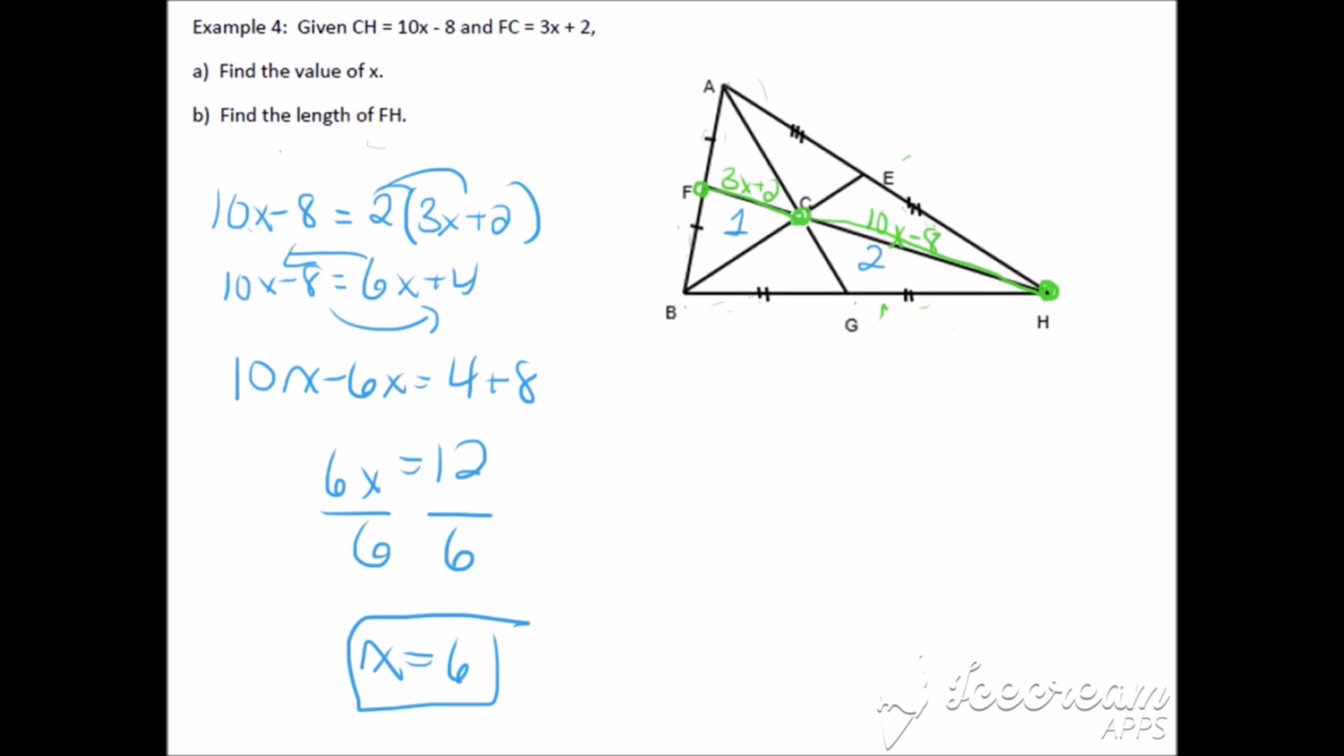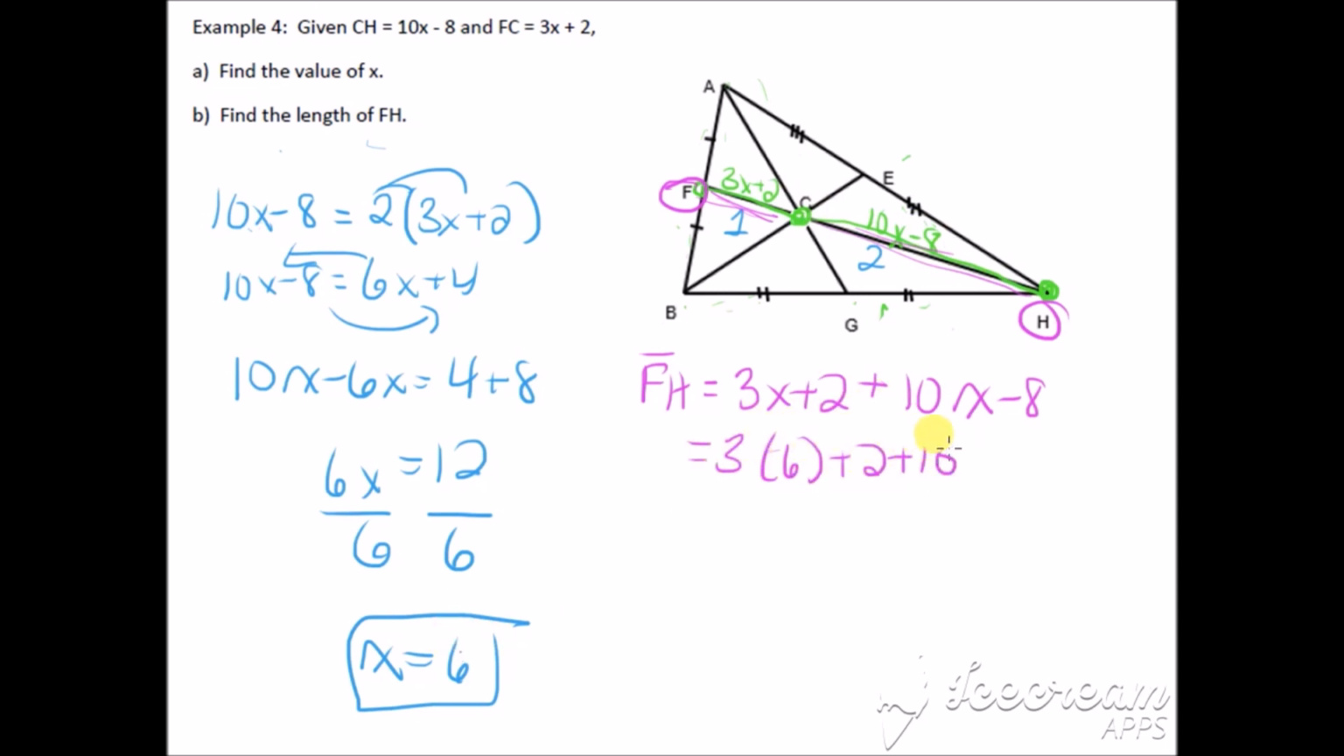Find the length of FH. So what's FH? FH is the entire length. So FH is going to be 3x plus 2, the length of the first segment, and then 10x minus 8, we're going to add the length of the second segment. Because we found that x equals 6, we're going to sub that 6 into where we see the x. I get 18 plus 2 plus 60 minus 8, 60, 72. So we get 72 units.